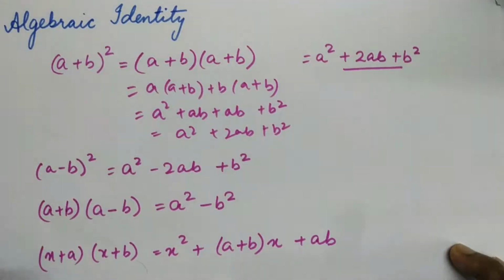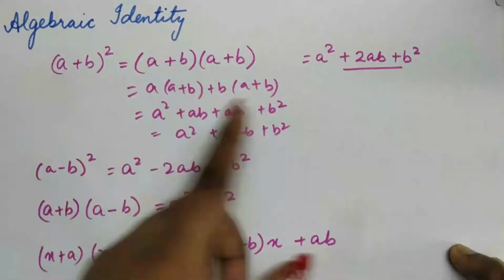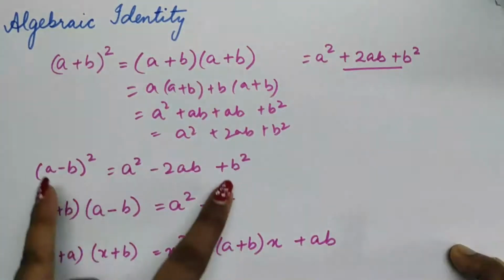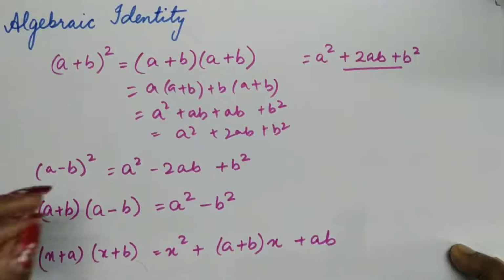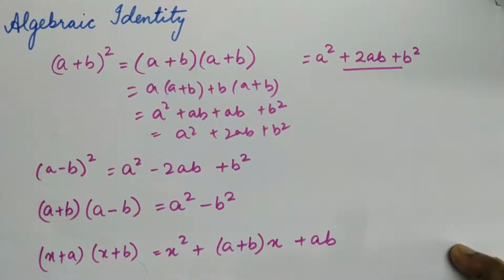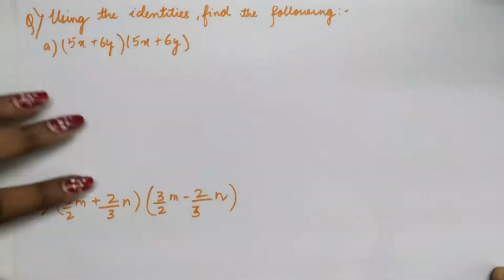These are nothing but the way when we solve it, what answers we are going to get. So these answers are fixed. Always they will be in this form. So when we have a question and we use this identity, we will directly get the answer. So let us take the first question.